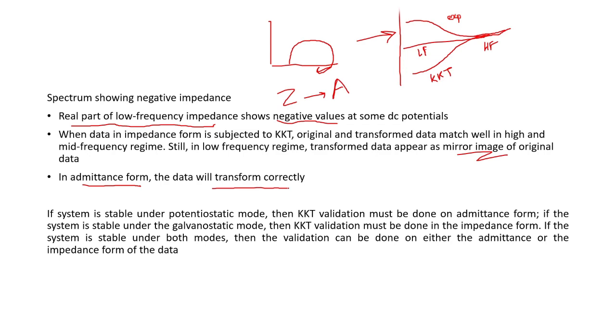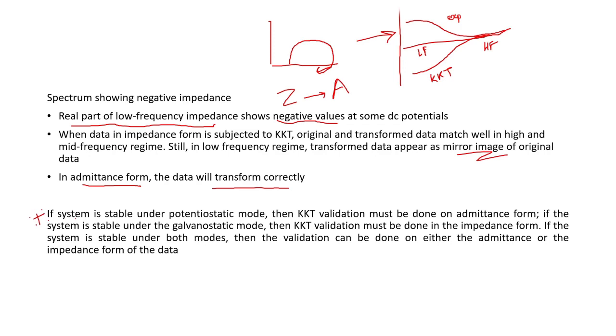Is that the only way I can take the data? That is something else to look into. So this is a general statement. If the system is stable in a potentiostatic mode, then the KKT validation must be done on the admittance form. And if my system is stable under galvanostatic mode, then KKT validation must be done in the impedance form. If my system is stable in both conditions, then I can go for either the admittance or the impedance form. So this is just a general statement. You can expect some one word question or something like that. Okay.